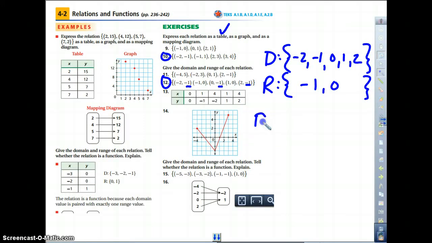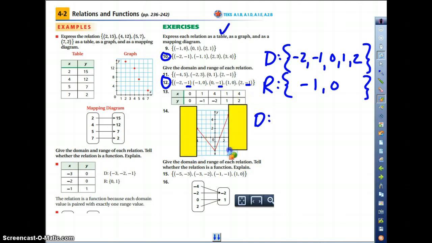All right, let's do our domain for number 14. Is it continuous or discrete? It's continuous. So if it's continuous, it's going to look like a compound inequality. So I'm going to take a piece of paper and move it so it just touches this end and just touches this end. Oh, I can do better than that. Let me try again. All right. And it looks like there were closed dots. So all of my x values fall between here and here on the graph.